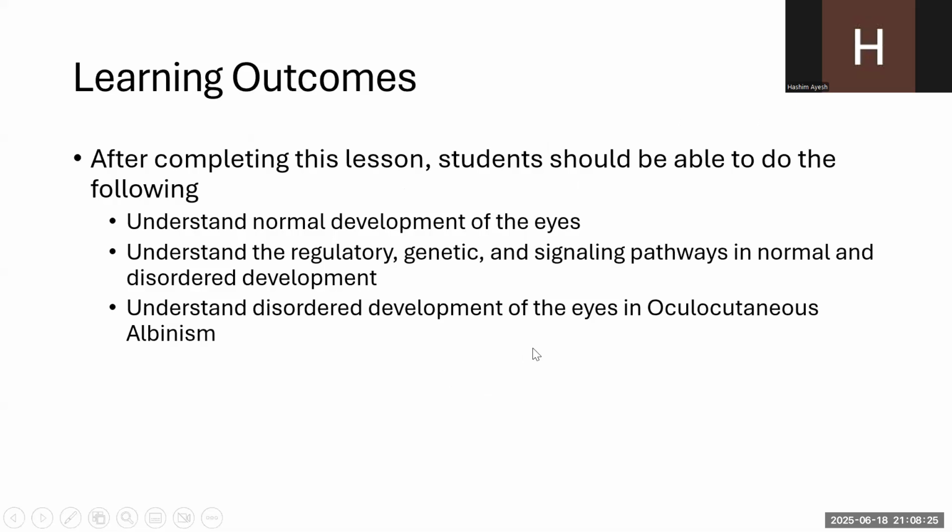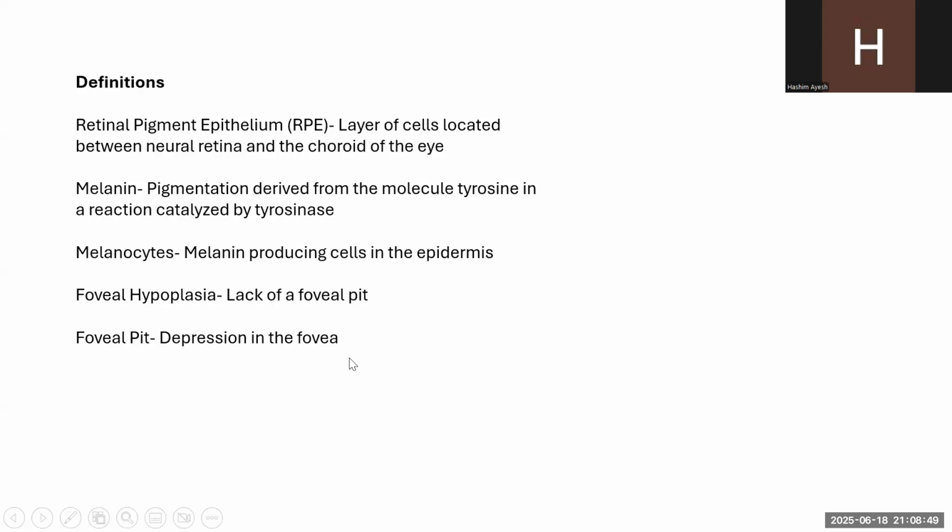The learning outcomes for today. After completing this lesson, students should be able to do the following: understand normal development of the eyes, understand the regulatory, genetic, and signaling pathways in normal and disordered development, as well as understand disordered development of the eyes in oculocutaneous albinism.